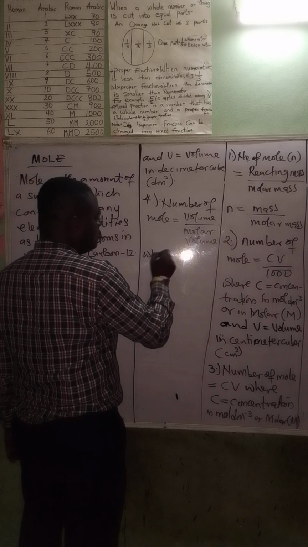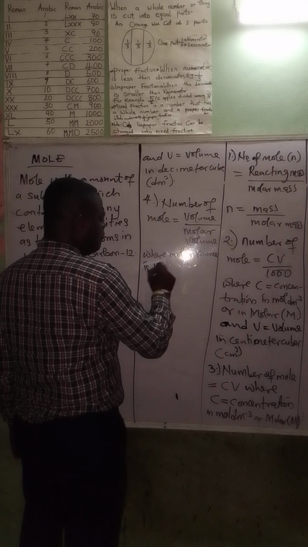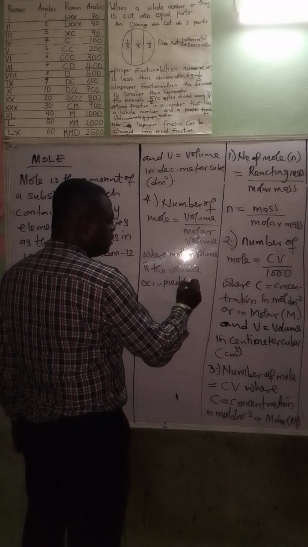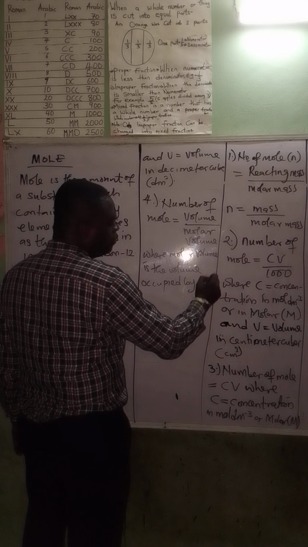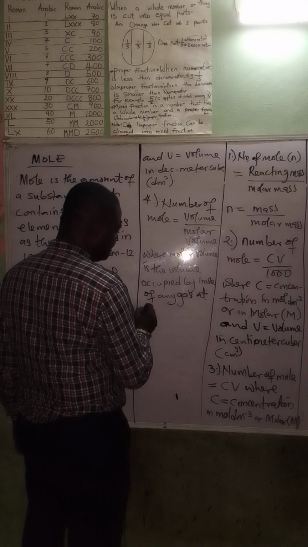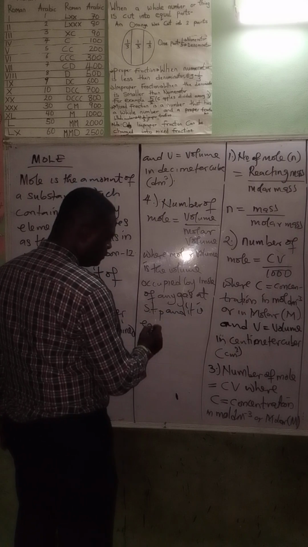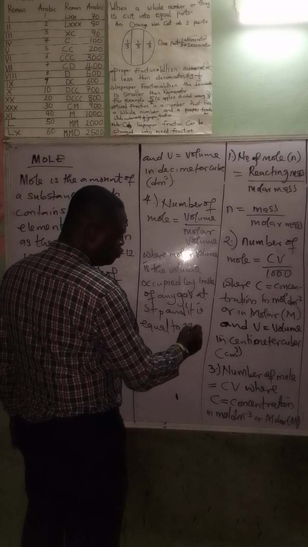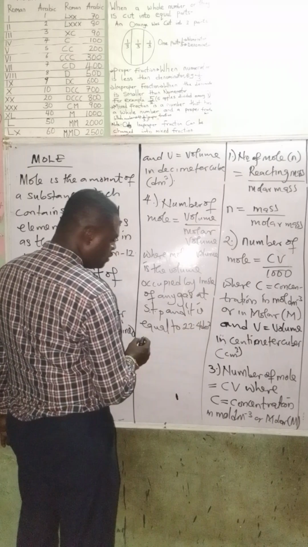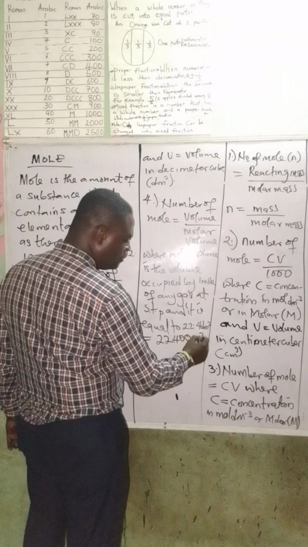So molar volume is the volume occupied by 1 mole of any gas at STP, and it is equal to 22.4 dm cube, which is the same thing as 22,400 cm cube.